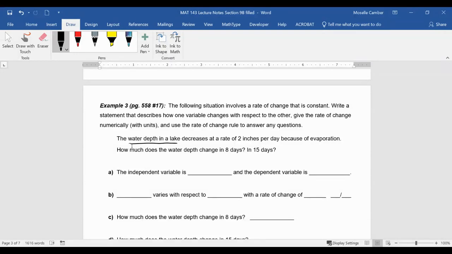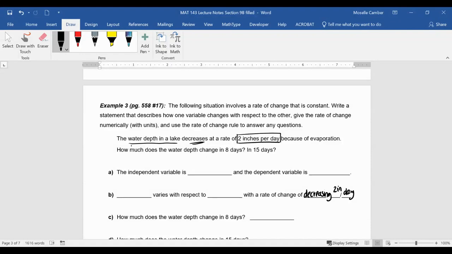So in that case, we can look at the rate. So we have a rate of 2 inches per day, and that rate can help us figure out what the other variable is. So we can go ahead and answer B a little bit. So we have the rate is 2 inches per day, and we are decreasing. So we can fill in this part here. So we're decreasing 2 inches per day.